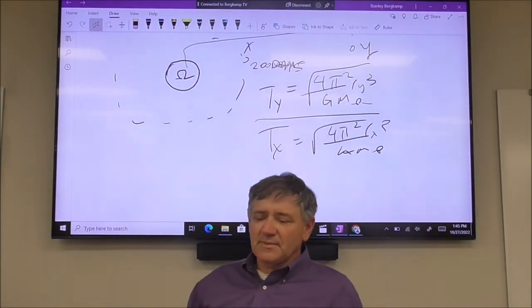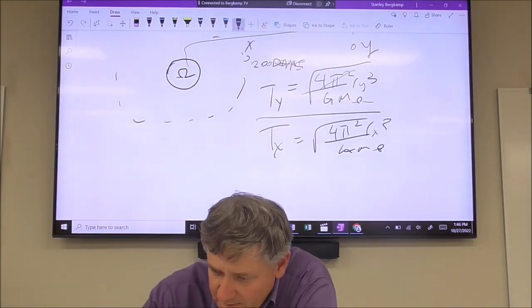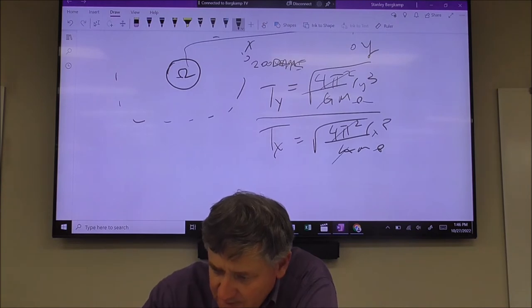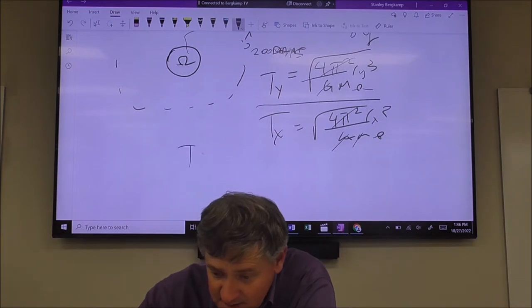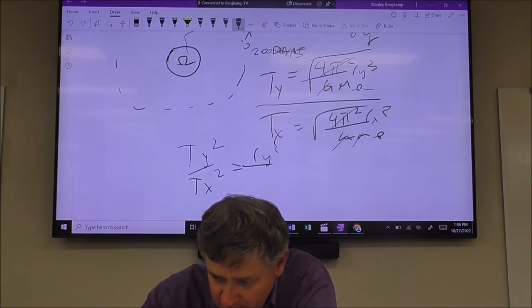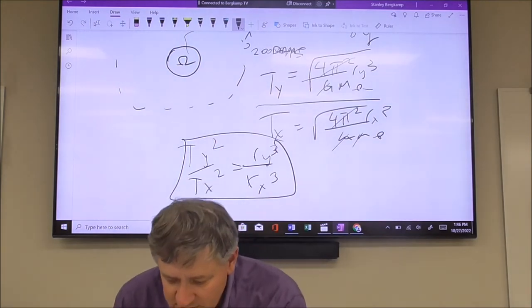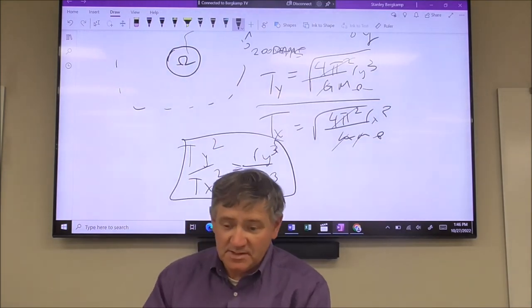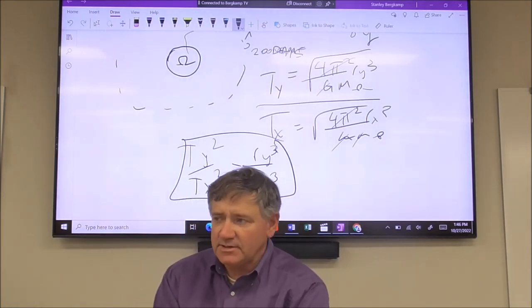Conveniently, look again, what's going to cancel out? You're going to lose the 4 pi squared, you're going to lose the G. And then if you square both sides, you get T_y squared over T_x squared equals r_y cubed over r_x cubed. And you're just back to Kepler's third law of motion. So if you look at this in terms of the squares and cubes, you should get an answer of about 1,600 days.